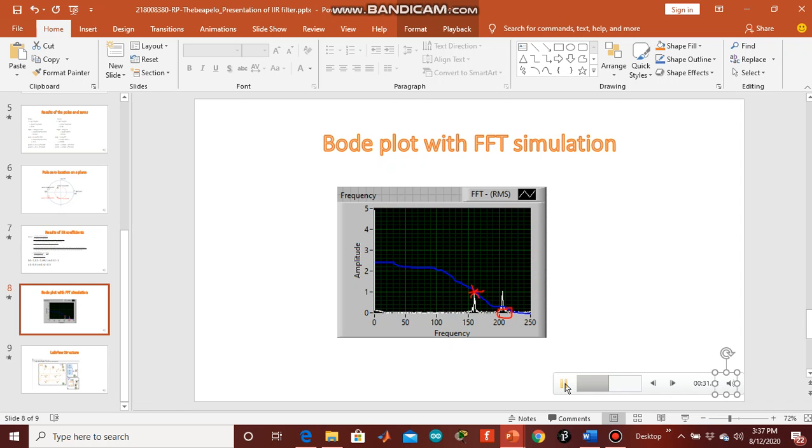The wanted frequency which is to be extracted is at 160 Hz, and the unwanted frequency which causes disturbance, which is noise frequency, is at 205 Hz. The Bode plot is going down, starting from the frequency that is supposed to be extracted, which is at 160 Hz, and is going to filter out the frequency that causes disturbance at 205 Hz, where there's a highlight with a red circle.